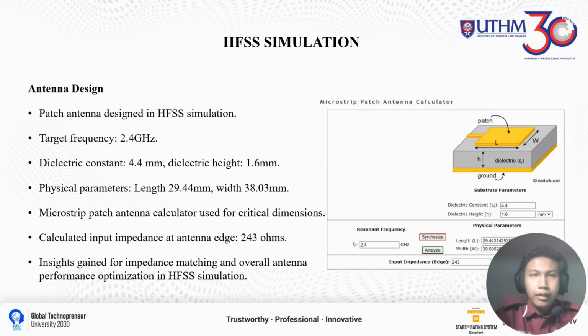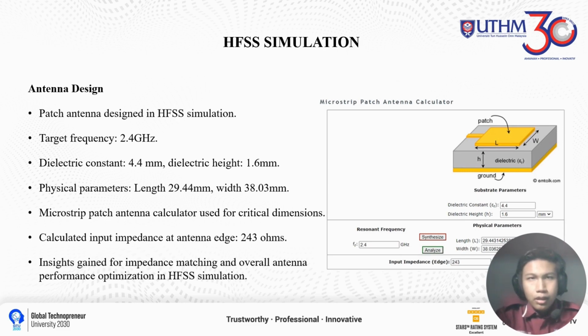Assalamualaikum and hi, my name is Mama Abi bin Rosdi and my matrix number is DN200103. For my part, I will explain about the HFSS simulation. The antenna that we chose is the patch antenna.